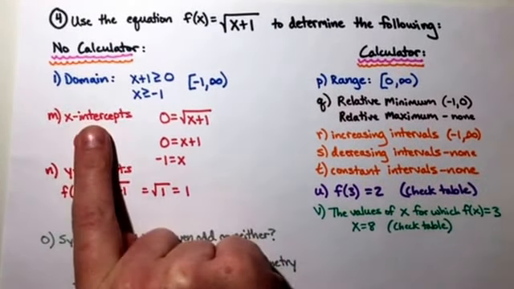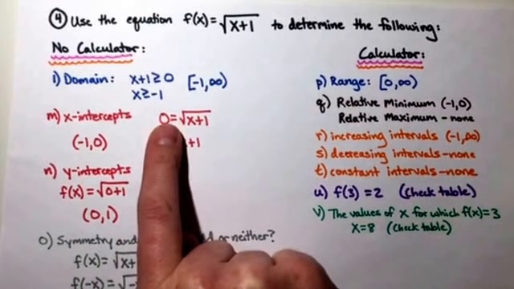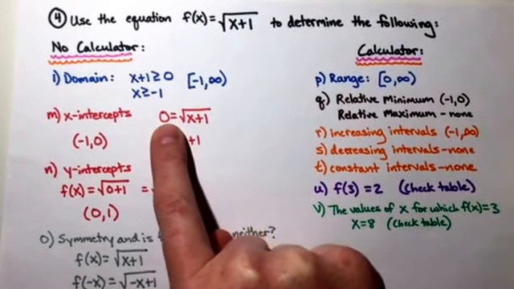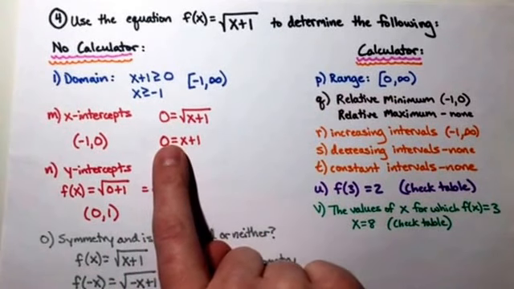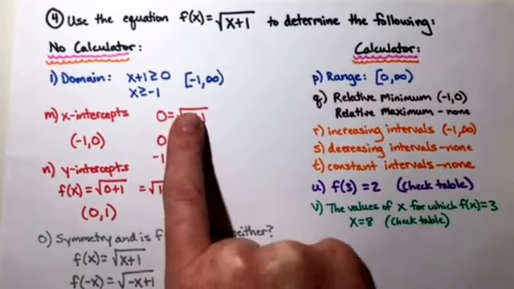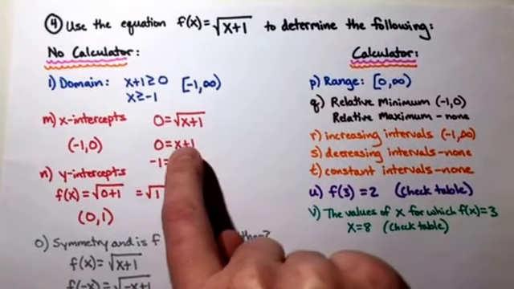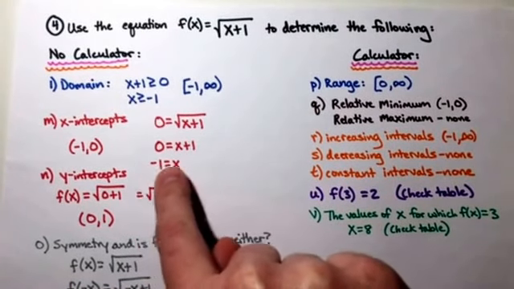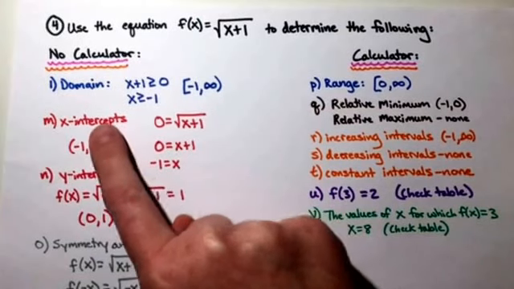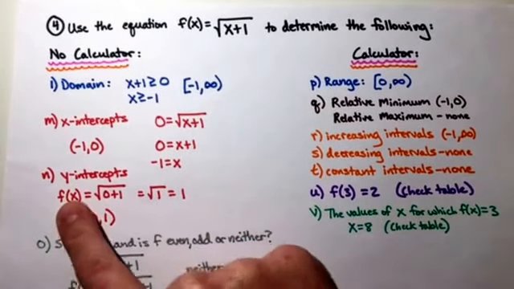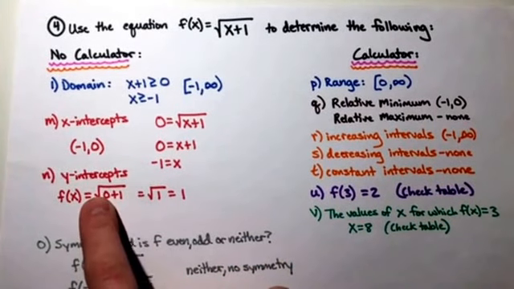The x-intercepts we can find by plugging in y equals 0, so I'll put that where f of x was, and then square both sides. So I still have 0, but then the square root goes away. I have x plus 1, and then I subtract the 1, so x just equals negative 1 for my one x-intercept.